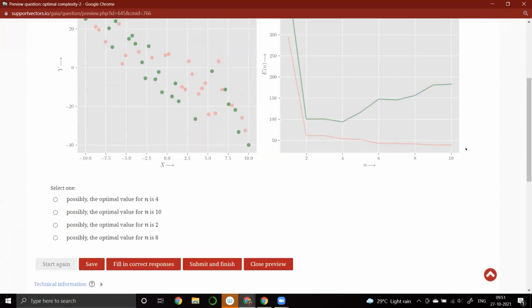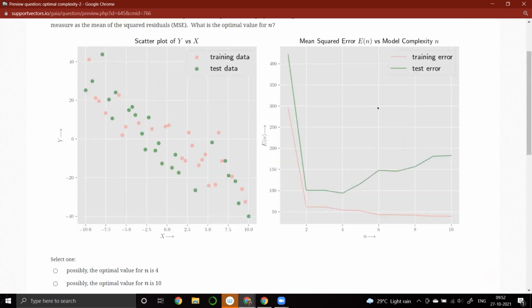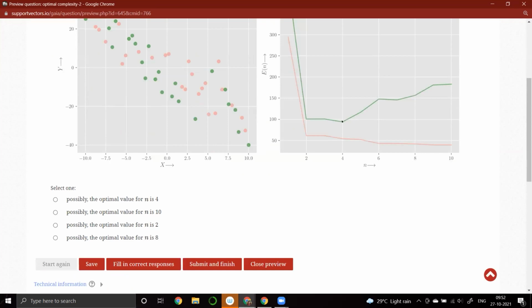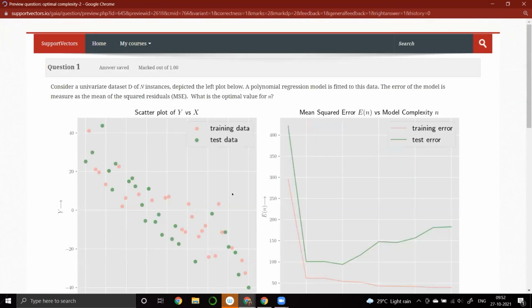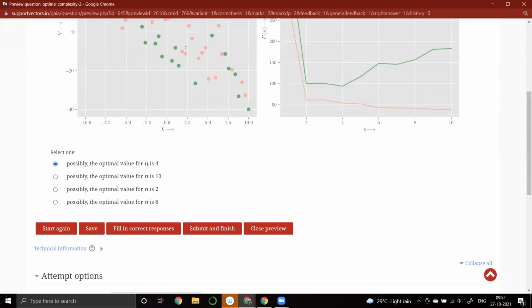So here, possibly the optimal value for n is 8. If you can see at 8, the test error is increasing and is higher than the training error. So this is not good. Possibly the optimal value for n is 4. At this point, you can see the test and the training error are similar, but later the test error is increasing. So at 4 is the complexity we have to consider. So possibly the optimal value for n is 4. That's the correct answer.